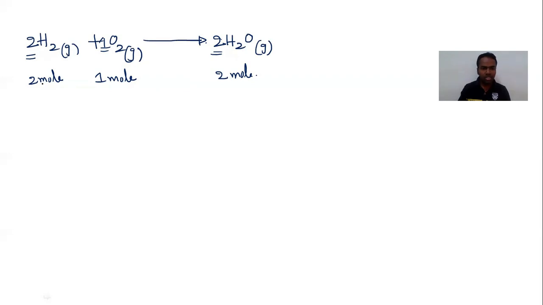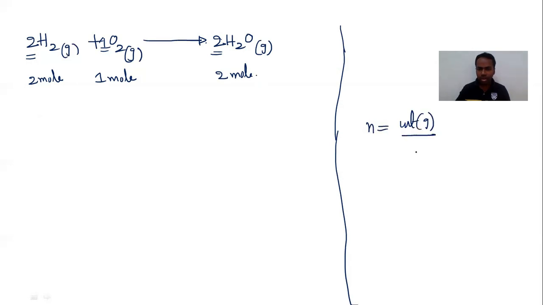Then the third step is conversion of these moles to the desired physical quantity. So we can convert moles to weight, moles to volume, moles to molecules. So there is a small conversion. Number of moles is equal to weight in grams divided by molecular weight. So from this you can get the weight. Weight is equal to number of moles times molecular weight.